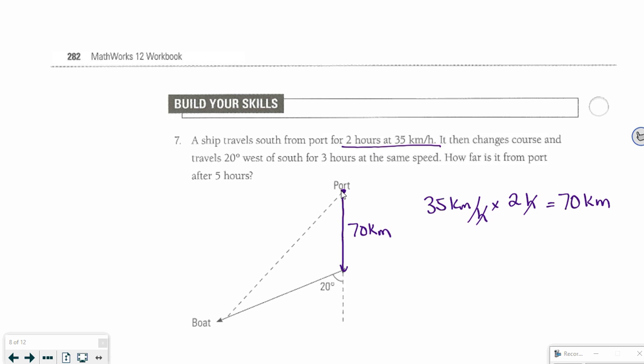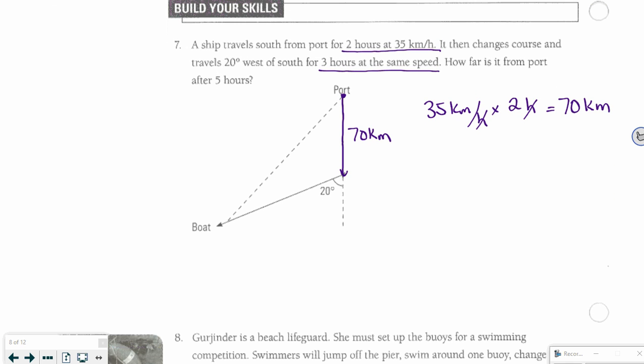It then changes course and travels 20 degrees south of west for 3 hours at the same speed. So we're now going this way for 3 hours. And so we've got 35 kilometers per hour because the speed didn't change. Times 3 hours. Our hours are going to cancel.